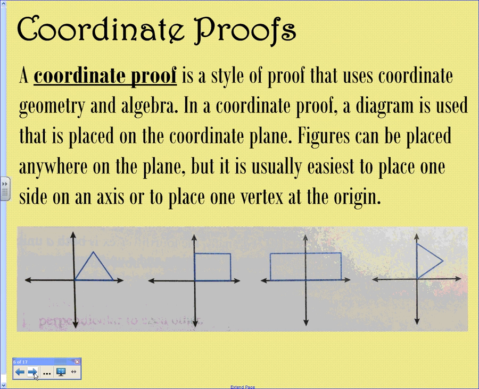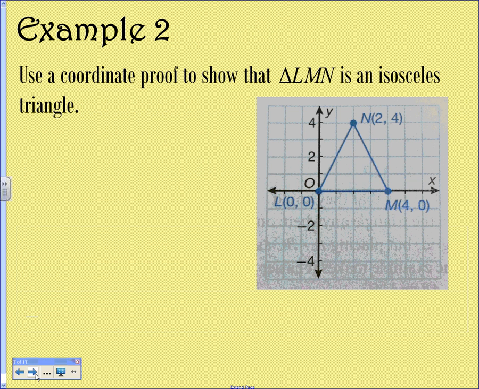So there are some examples. You don't have to draw those pictures, but there are some examples. Do you see how they've got either a vertex at the origin or a side on an axis? Okay. So we're going to use a coordinate proof to show that the triangle is an isosceles triangle. Well, they give you the points. How do we show that it's an isosceles triangle?